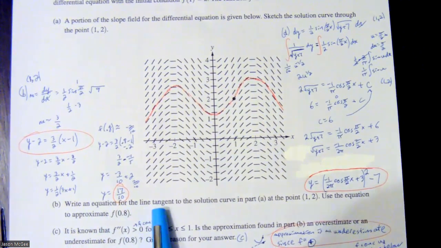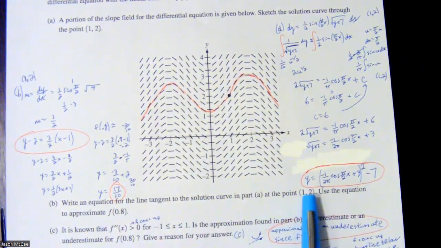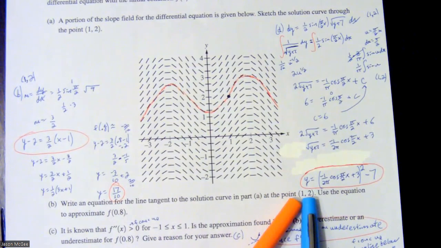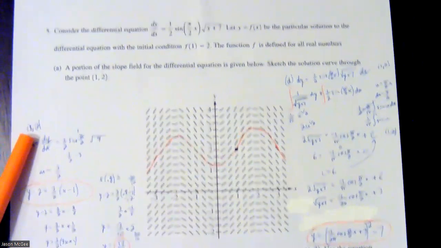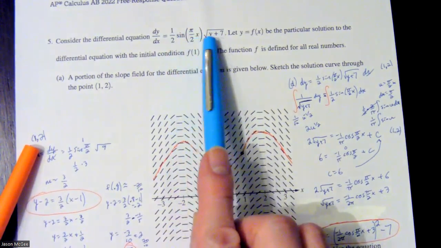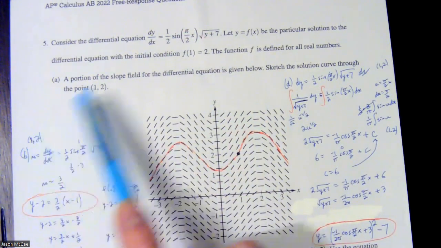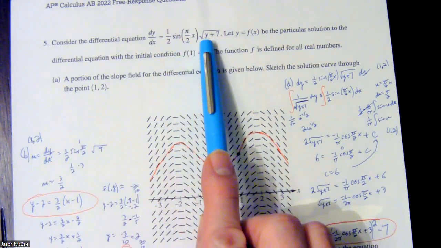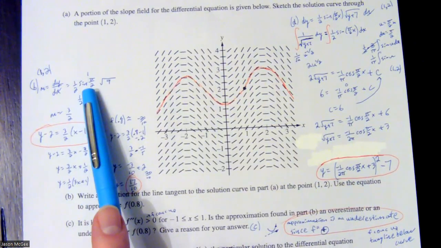Part B, write an equation of the tangent line. So you need a point and the slope. Right there, we have the point. To find the slope, we plug that point into the first derivative. So there's my first derivative. It has x's and y's in it. So for the x, I have to plug in the 1. For the y, I have to plug in the 2. So you see my work right there.